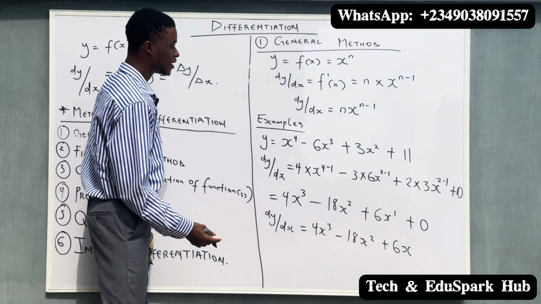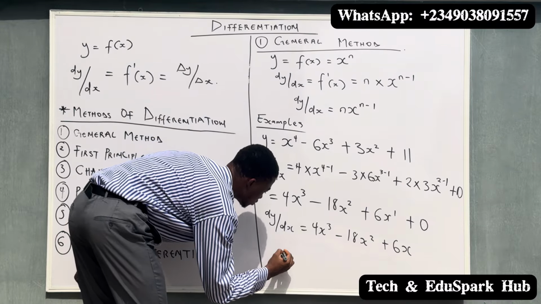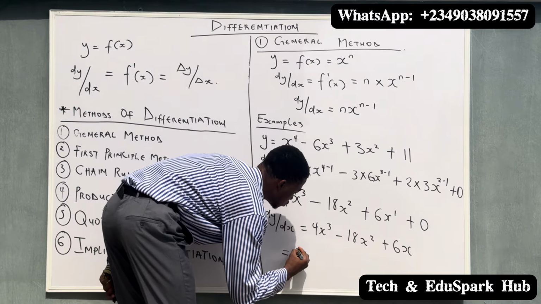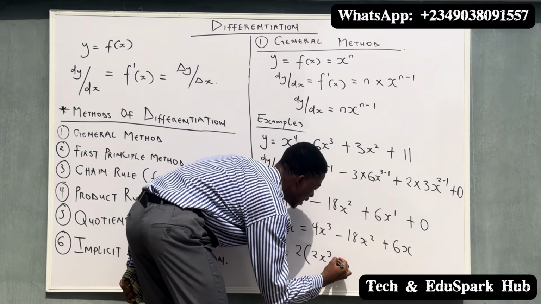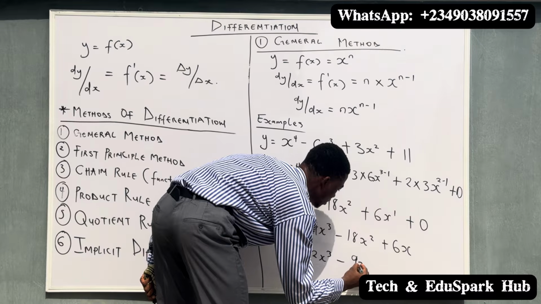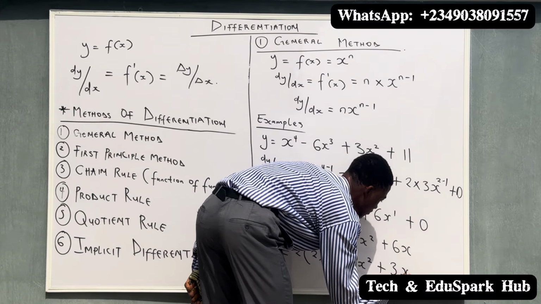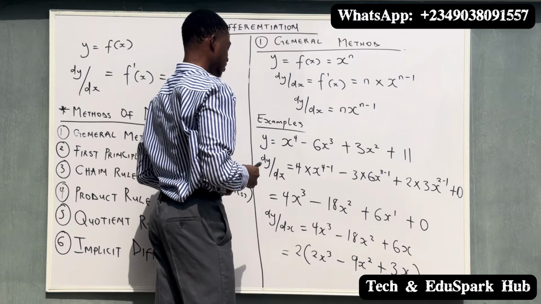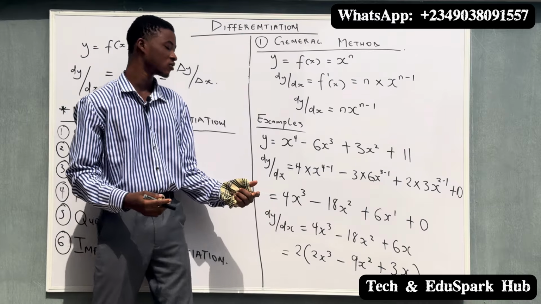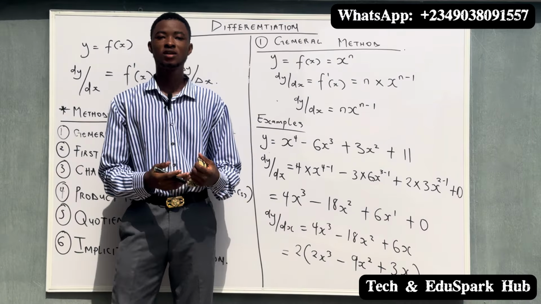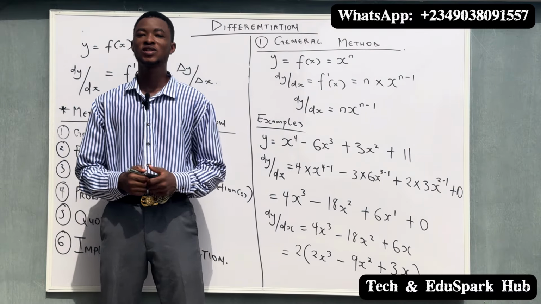But we can still factorize it. You can see you can still divide everything by 2. So we have equal to 2 open brackets. So 4 divided by 2 will give us 2. So we have 2x cubed minus 18 divided by 2 will give us 9. So we have 9x squared plus, so 6 divided by 2 will give us 3x. So when you factorize, you can get your answer this way. It is not a must that you factorize. You can factorize if you are doing a theory exam, but it's not a must. So this is giving us our final answer to question of this type.